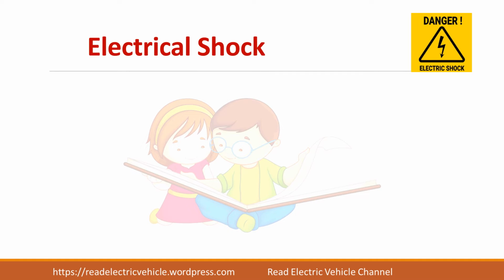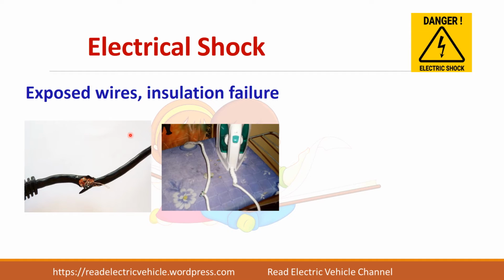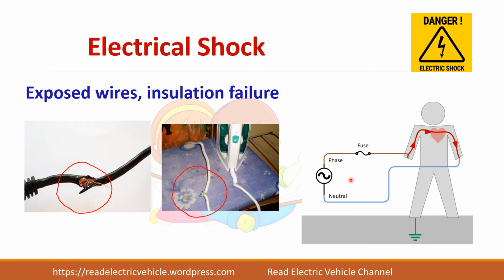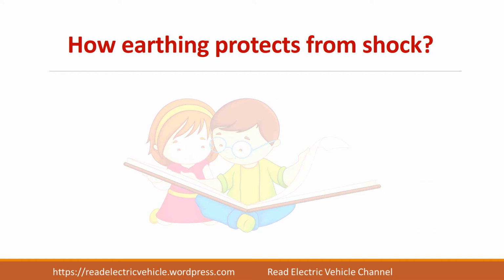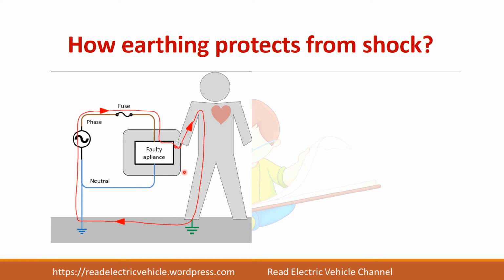Electrical shock can be a common thing in our home due to exposed wires. When we touch the phase and the neutral, the circuit gets closed like this and the current flows till the fuse melts. So it is necessary to protect us from electrical shock. Let us see how this earthing helps us to protect from electrical shock. Suppose you have a faulty appliance and you are touching that, the current starts to flow through you so that the circuit gets closed.